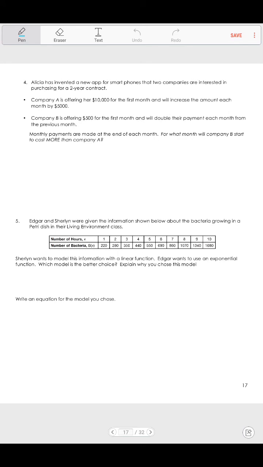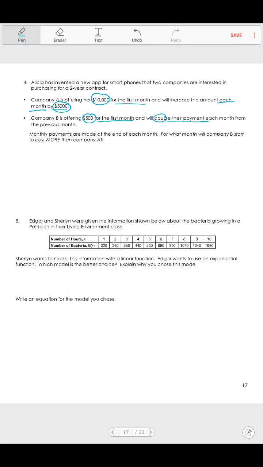All right, for this next one, Company A is offering $10,000 for the first month and will increase that amount by $5,000 each month. That is important. Company B is $500 for the first month and will double their payment each month. Monthly payments are made at the end of each month. For what month will Company B start to cost more than Company A?